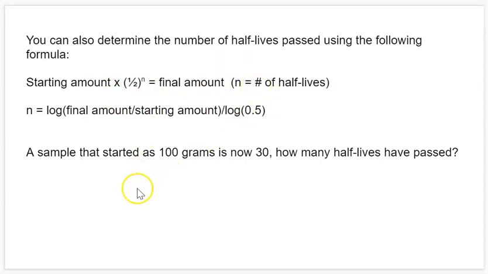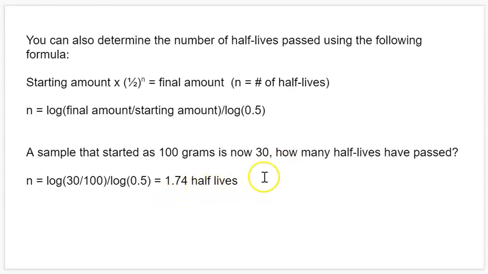So for example, say we wanted to figure out how many half-lives have passed for a sample that started as 100 grams and is now 30. So we have the starting amount and we have the final amount, and we want to know how many half-lives have passed. So we can use this equation here. So we have n, the number of half-lives passed, is equal to the log of the final amount over the starting amount, so the ratio, which is now 30 over 100, divided by the log of 0.5, which is overall going to give us 1.74 half-lives.